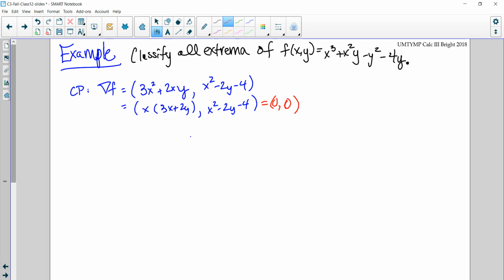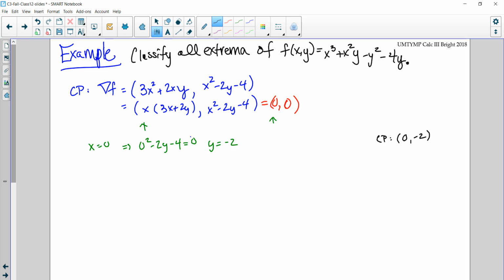Okay, and so what I can see is that, well, if I want (0, 0), one way I can get that is by saying x is equal to 0. Okay, and so then if I say x is equal to 0, that sort of forces in that second component to have 0 squared minus 2y minus 4 is equal to 0. And, well, then I believe I just get y is equal to minus 2. Okay, so I have critical point 1 as (0, minus 2).